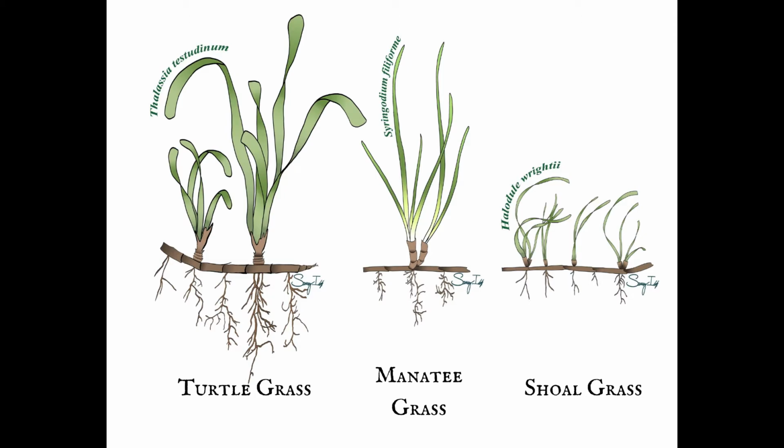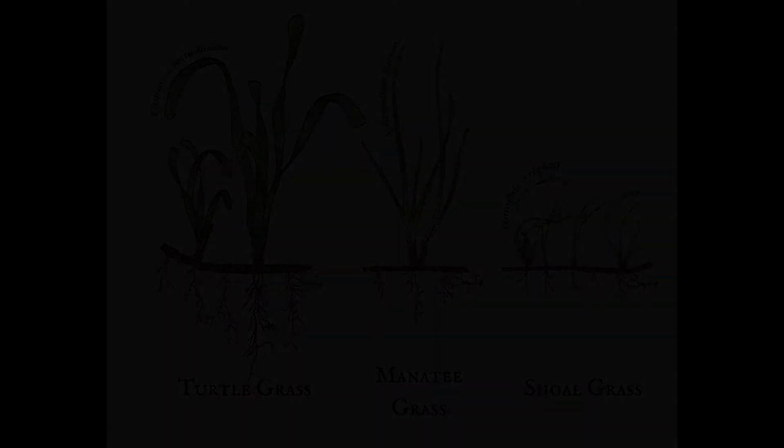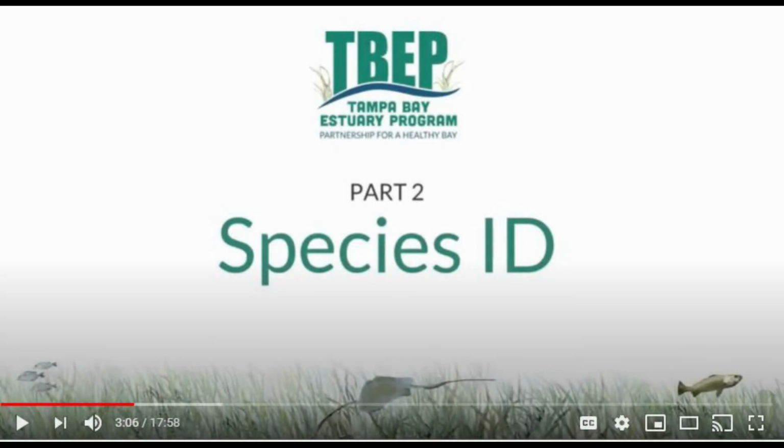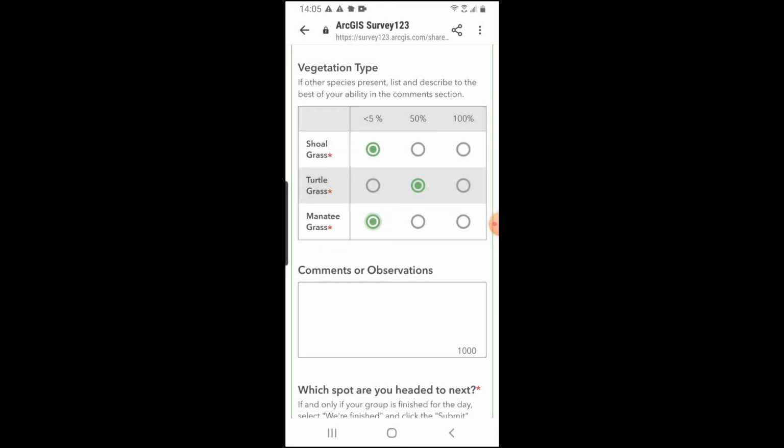This diagram shows the 3 most common species of seagrass found in Tampa Bay: turtle grass, manatee grass, and shoal grass. We have provided you a link to a video created by the Tampa Bay Estuary Program. Please watch this video ahead of doing the Scallop Search to assist you with identifying seagrass in the field. If you do see any other species of seagrass that's not listed here, please note that in the comment box below, as well as anything significant or unusual observed at the site.